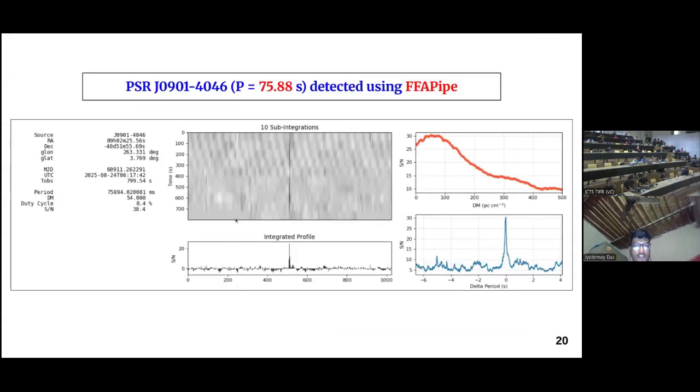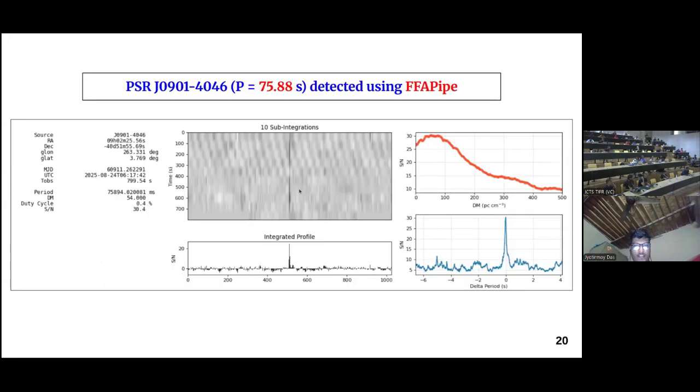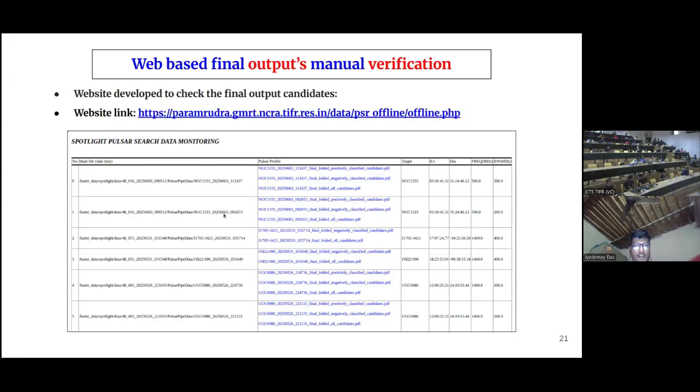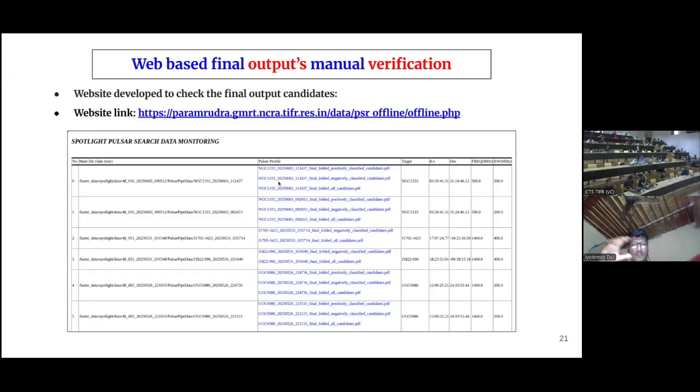Here you can see this is the 76-second pulsar that got processed by the FFA pipeline. So this pipeline has also been implemented and is currently processing data. Then, to visualize the final output, we have a web-based server where we will update all the processed data into a particular PDF for manual verification.